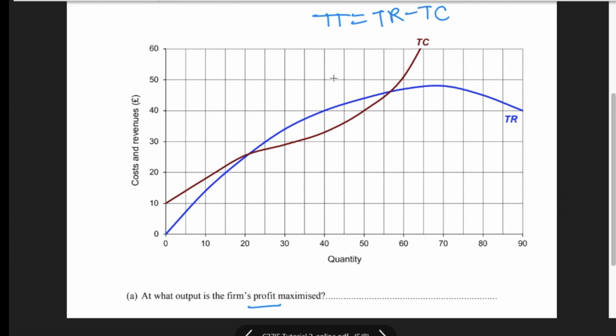So at what output level is the gap between these two curves as big as possible? Roughly. Well, actually, it's quite easy to read off this one. 40. Yeah, perfect. It looks as if the gap between these two is as big as possible. Sometimes people get confused and ask, why have I not picked the gap here? The problem is that here total cost is greater than total revenue, so I wouldn't be making a profit, I'd make a loss. So it has to be this bit here.